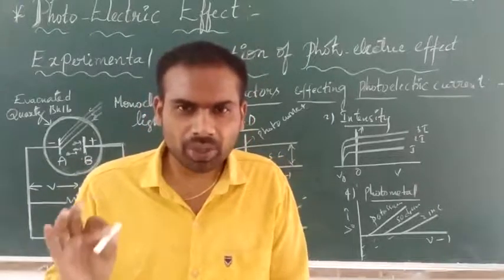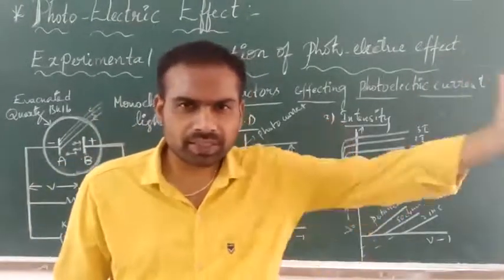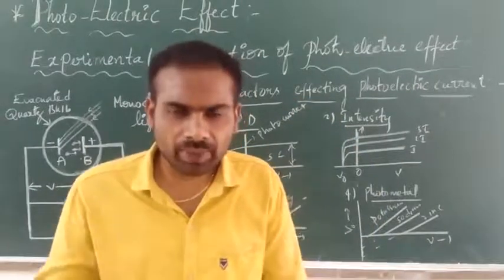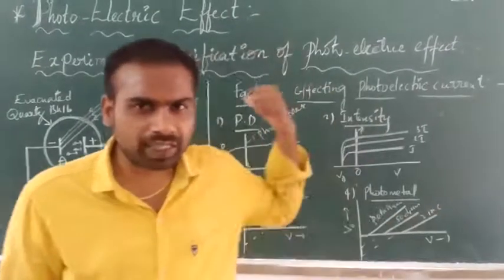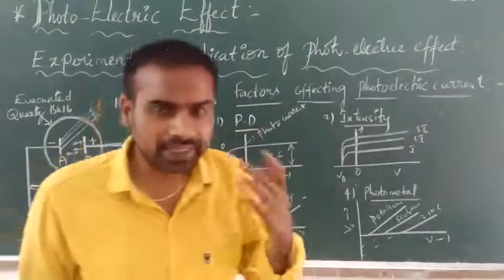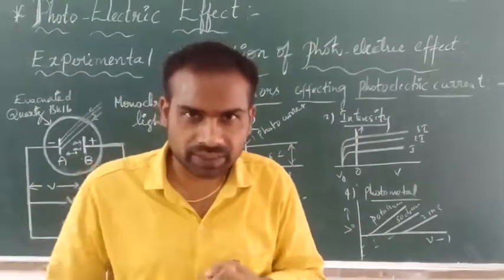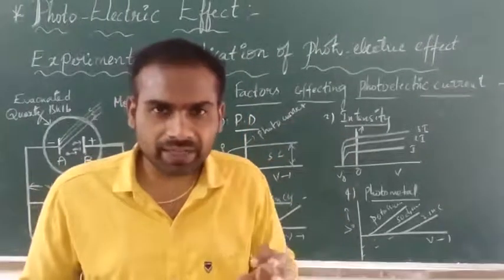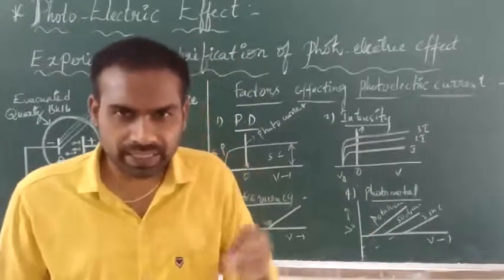Main important questions. In the first unit we have very important, previously asked questions, that is the photoelectric effect. You may be asked for a short answer or a long answer. So what is the photoelectric effect? Its experimental verification, and the factors affecting photoelectric current or characteristics of photoelectrons. Then what is the experimental verification of the photoelectric effect and what are the characteristics of photoelectrons? We will see in this class.